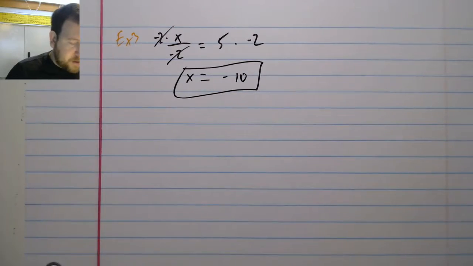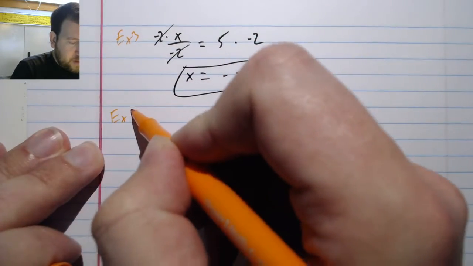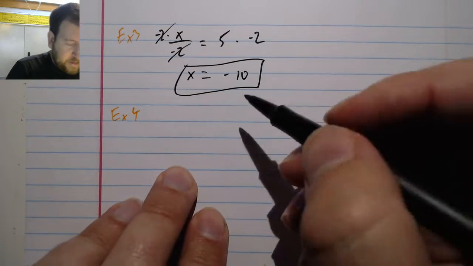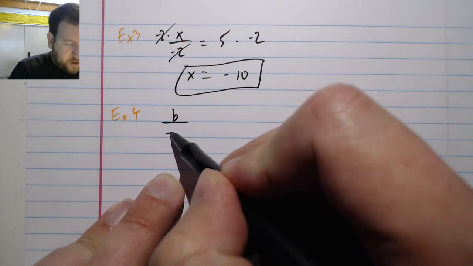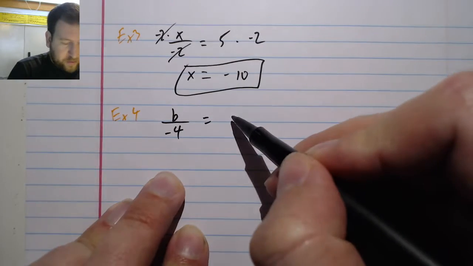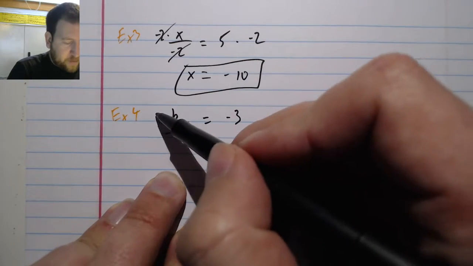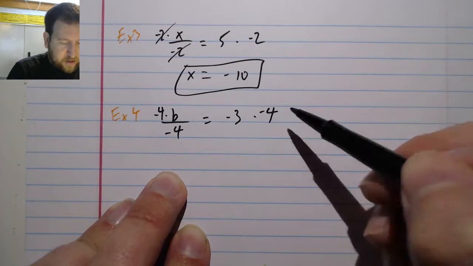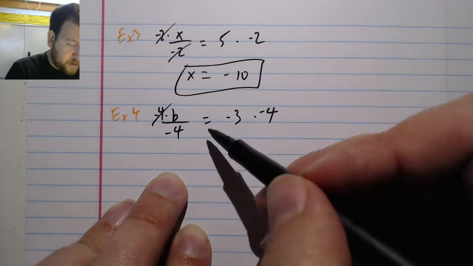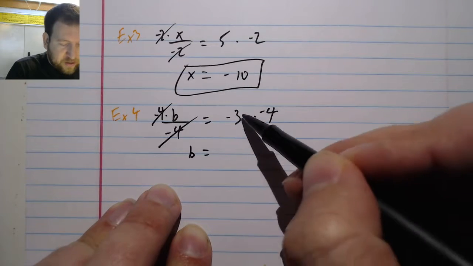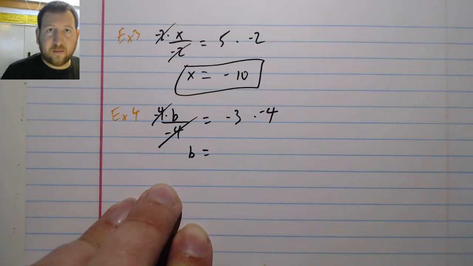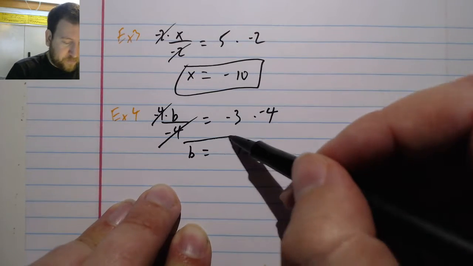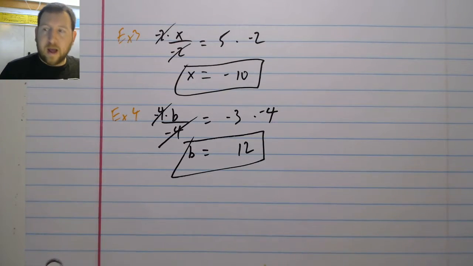And my last one in this section, example 4. We're going to go with b over negative 4 equals negative 3. All right, I'm going to multiply by negative 4 over here, and I'm going to do the same on this side because that's how I have to do it. I've got b equals negative 3 times negative 4. 3 times 4 is 12, and a negative times a negative, well, that's a positive. So b equals 12, and I'm good to go.